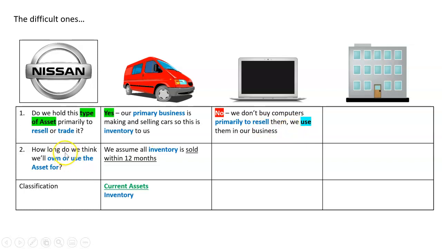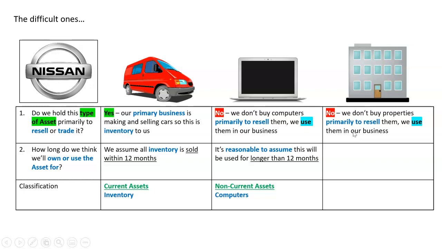Now, can we reasonably assume that we think we'll have this asset for longer than 12 months? I think that's very reasonable to assume a laptop will last for and be used for longer than 12 months. So therefore, this would be a non-current asset. We think we'll use this for longer than 12 months. Non-current asset called computers. And a property that we use, like let's say a head office.